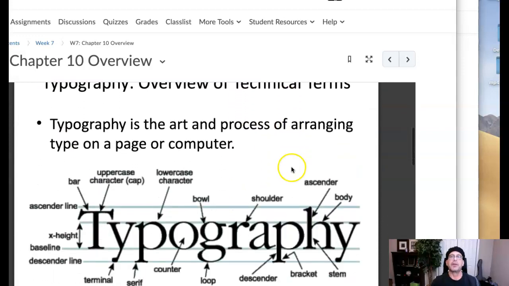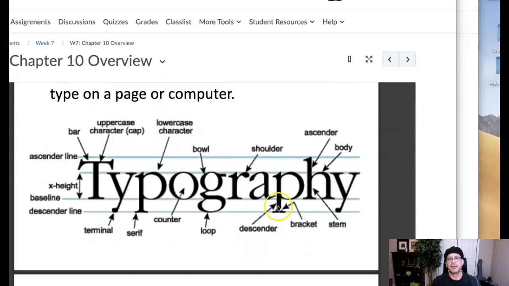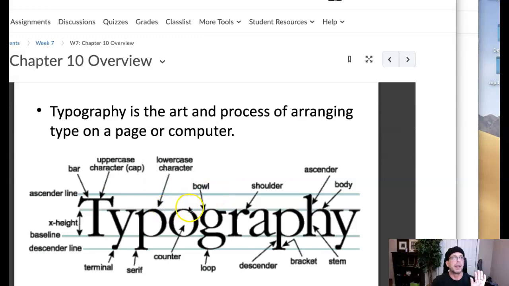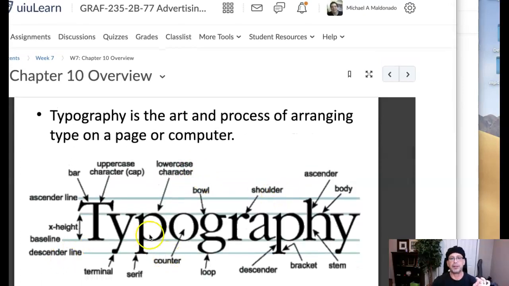Okay, typography overview of technical terms. This is something that's really important. Now, you can find a lot of these diagrams online, and the best way to research this is to do a web search on the anatomy of type, or typographic anatomy, and it will give you several of these, and you can just go through and really find a lot of these terms. But there is one term here that is not included here that's very important, and that's called a cap line.